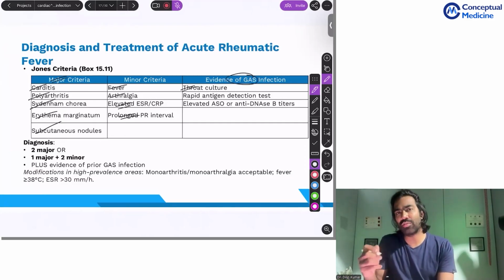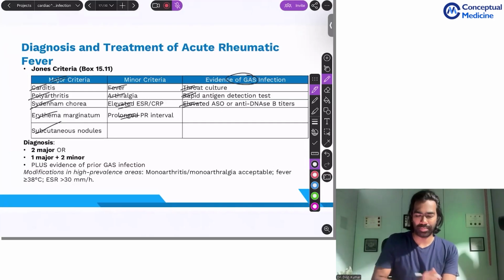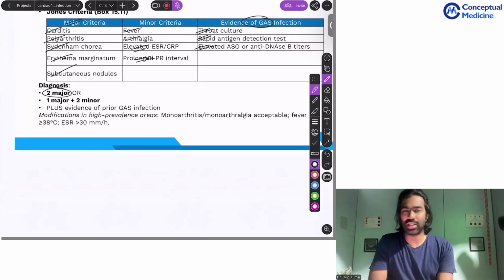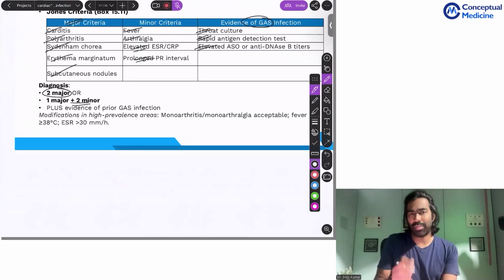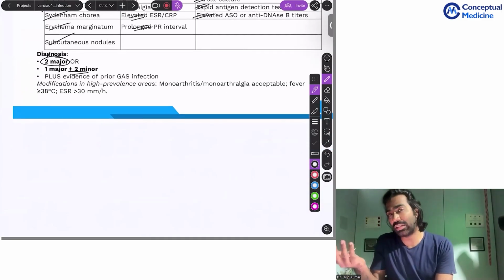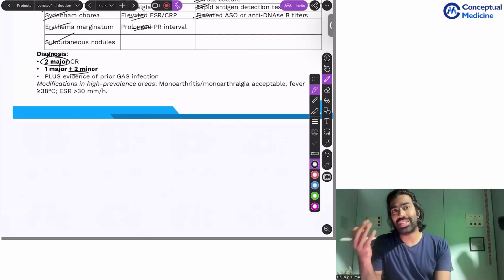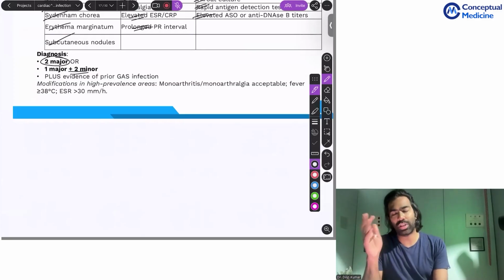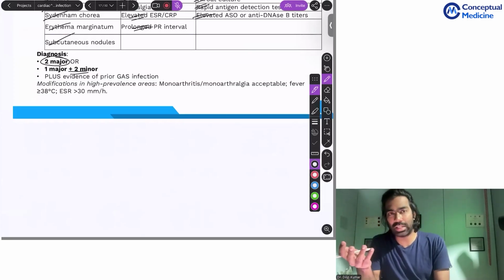So there should be evidence of GAS infection to apply the Jones criteria in the first place, which can be obtained in the form of throat culture or rapid antigen detection test or elevated ASO or anti-DNase B titers. And diagnosis can be made with two major criteria in the evidence of GAS infection, or one major and two minor criteria is also fine. In case you're diagnosing recurrent acute rheumatic fever, just three minor criteria itself is enough. So two major, one major and two minor, or even three minor criteria is enough to make a diagnosis of acute rheumatic fever if it's a recurrent case.